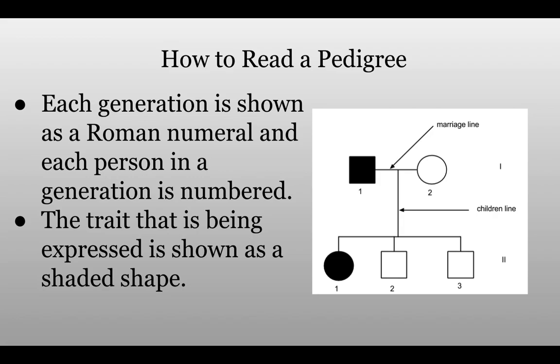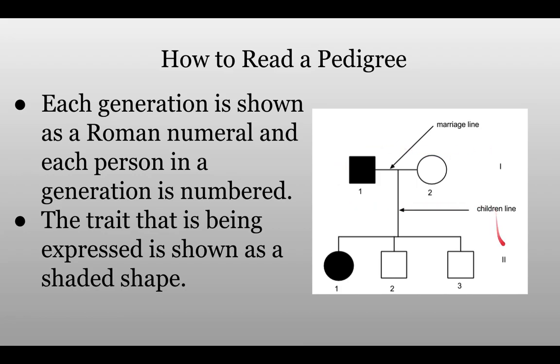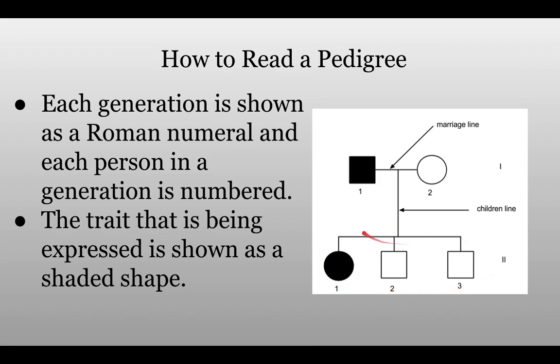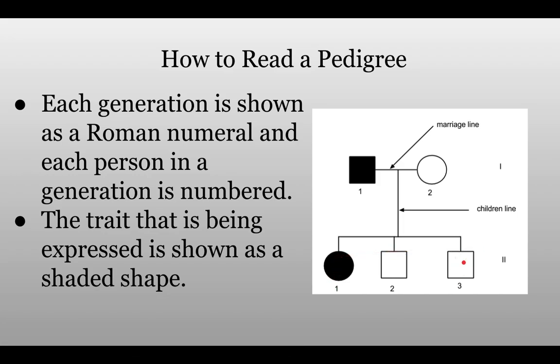The first thing that you will notice in a pedigree is the different generations. And the generations are shown with a Roman numeral next to them. So you can see right here, there's Roman numeral 1. That indicates that this is the first generation, and Roman numeral 2, the second generation. Each person in the generation is numbered. And when you have siblings, so these are siblings because they're in a children line right here, the siblings are from oldest on this side to youngest over here.